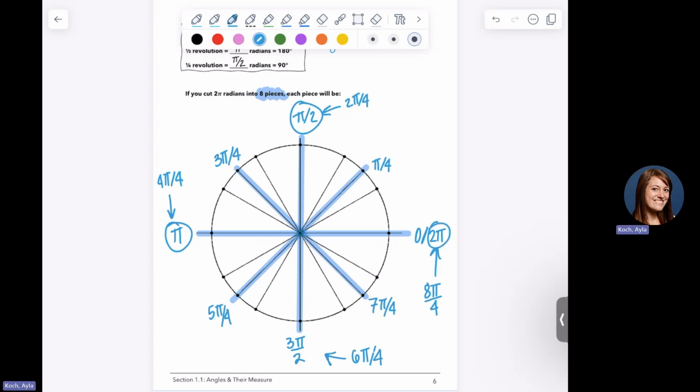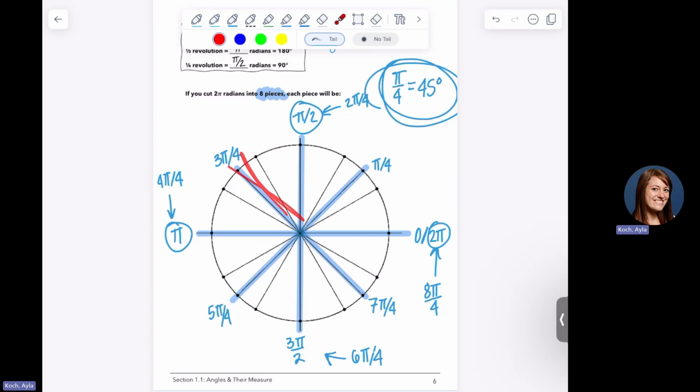So that's splitting it up into 8 pieces. Those are what those middle spokes are. Those are those 45-degree spokes. So you really want to be thinking pi over 4 equals 45 degrees. This is really important to understand, to really memorize that pi over 4 is a 45-degree angle. And any of these middle spokes are going to be over 4.